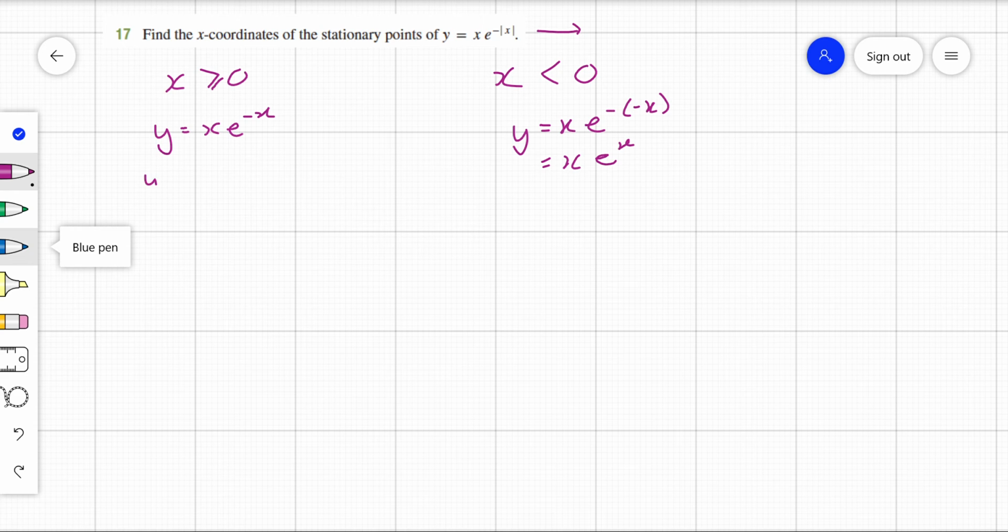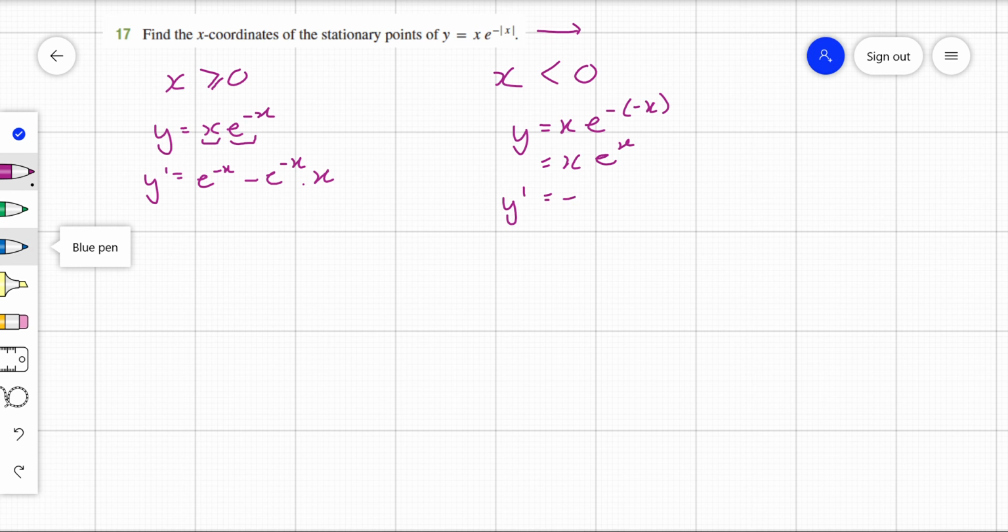All right, so let's differentiate, because that's how we find stationary points, when you make the first derivative equal to 0. So here you've got a product rule, so there's two functions of x. Differentiate the first, you get 1 times the second, plus differentiate the second, in this case minus e to the minus x, times the first.